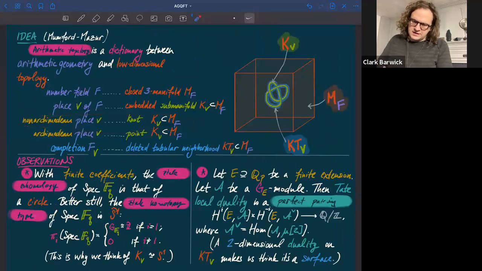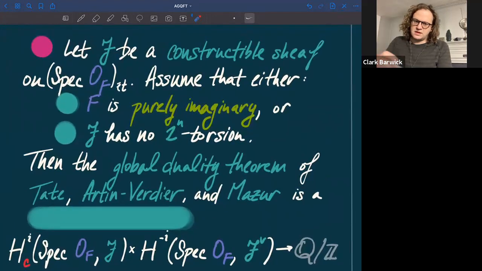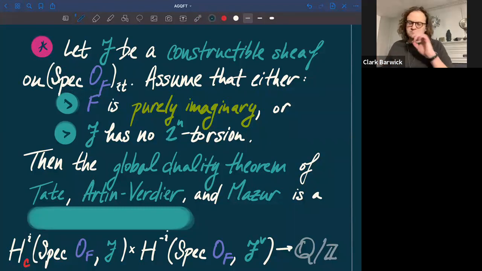Okay, so that's the story of the non-Archimedean places and the completion of those non-Archimedean places. But what's motivating the idea that this thing should be a 3-manifold? Where does that come from? So that comes from a global form of the same duality. So here's the statement. If I start off with a constructible sheaf F on Spec O_F, so this is a constructible sheaf for the étale topology, now I need to hedge a little bit here. The way in which I'm going to hedge is I'm going to assume that either F is pure imaginary or that F has no 2^n torsion. I'm going to address this hedging in a little bit, but let me just leave that here like this for now.